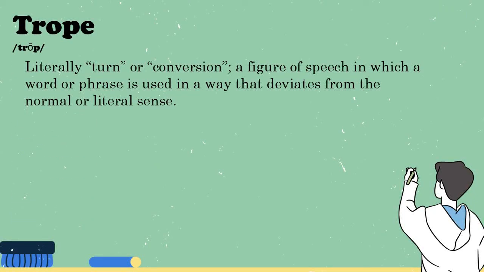Trope. Literally "turn" or "conversion," a figure of speech in which a word or phrase is used in a way that deviates from the normal or literal sense. Any kind of literary device or any specific example can be a trope. Most often, the word is used to refer to tropes that are widespread, such as irony, metaphor, juxtaposition, and hyperbole, or themes such as the noble savage or the reluctant hero.